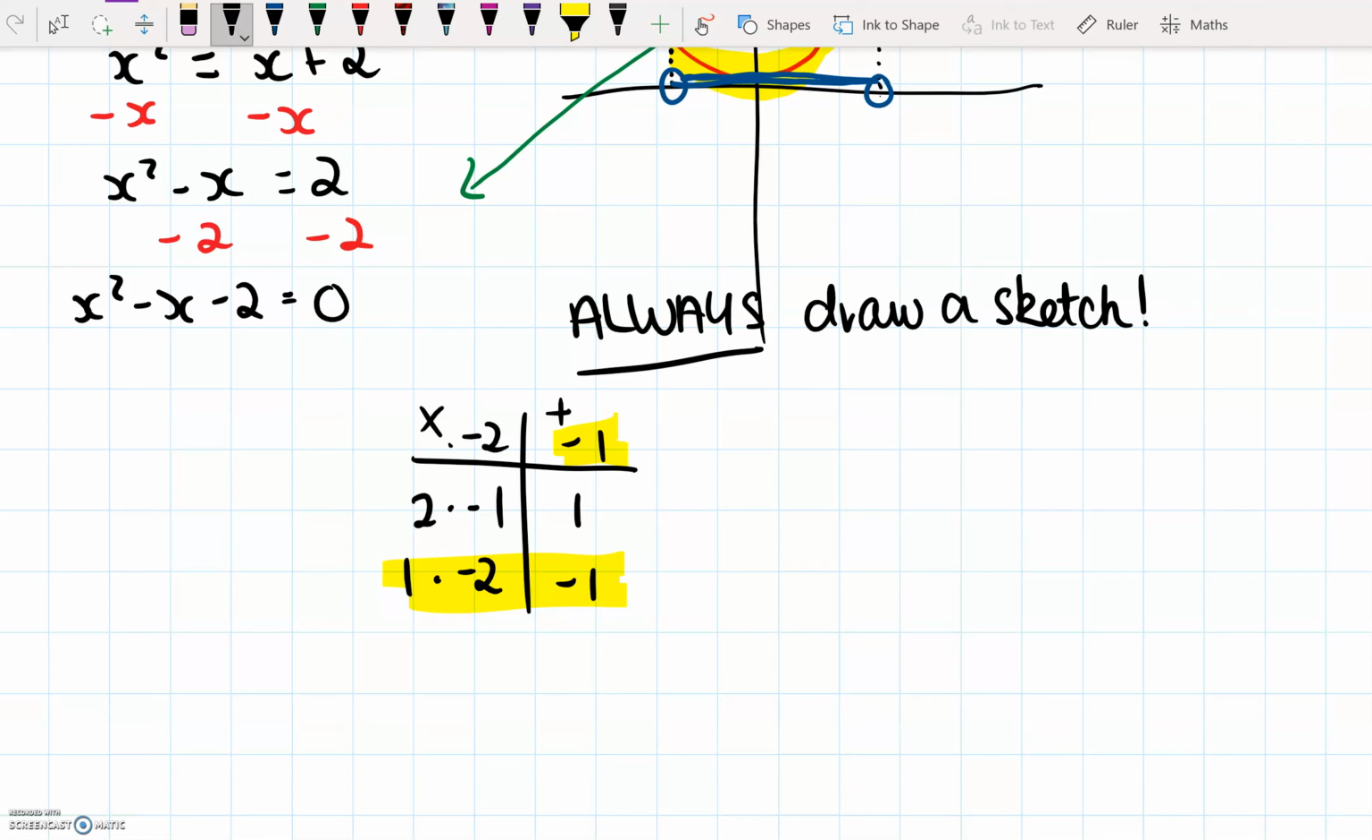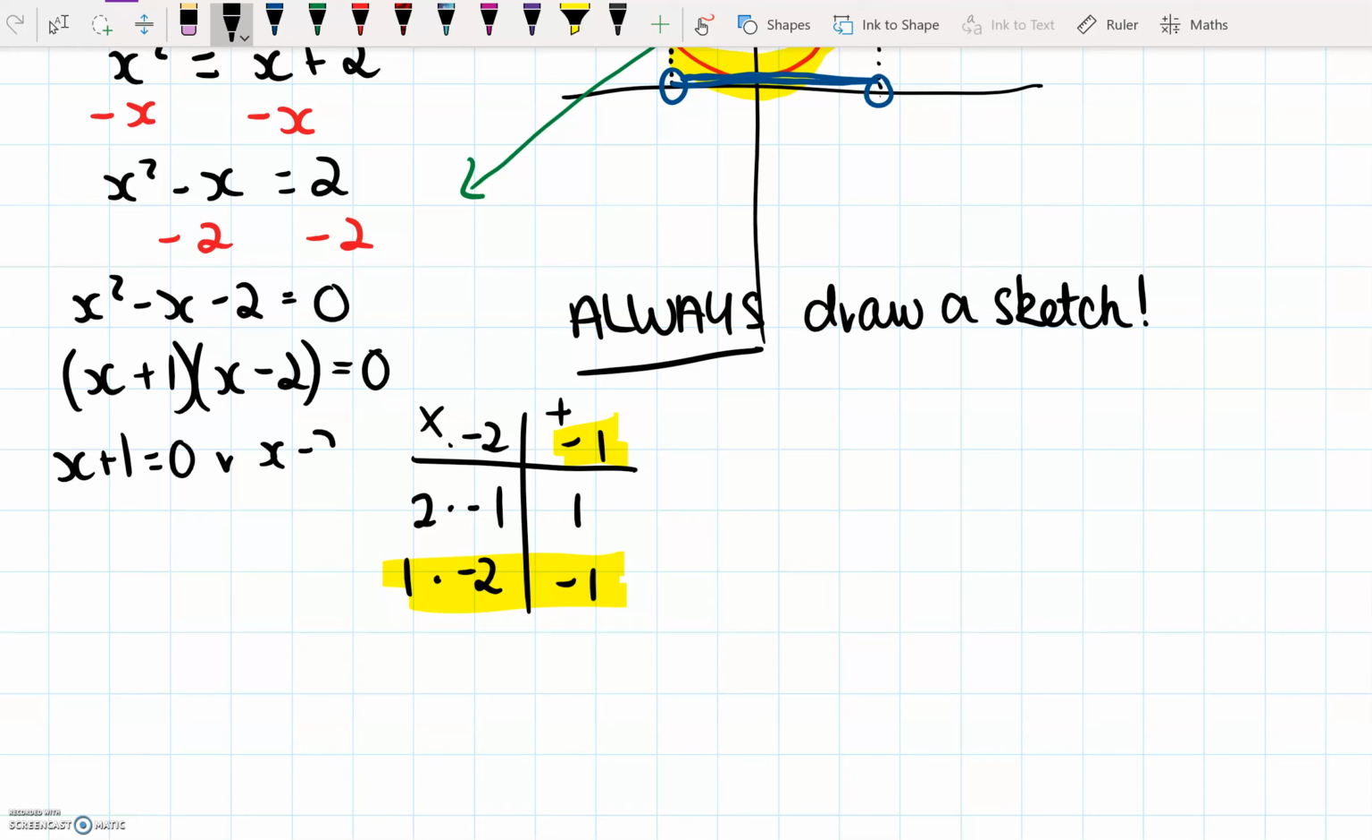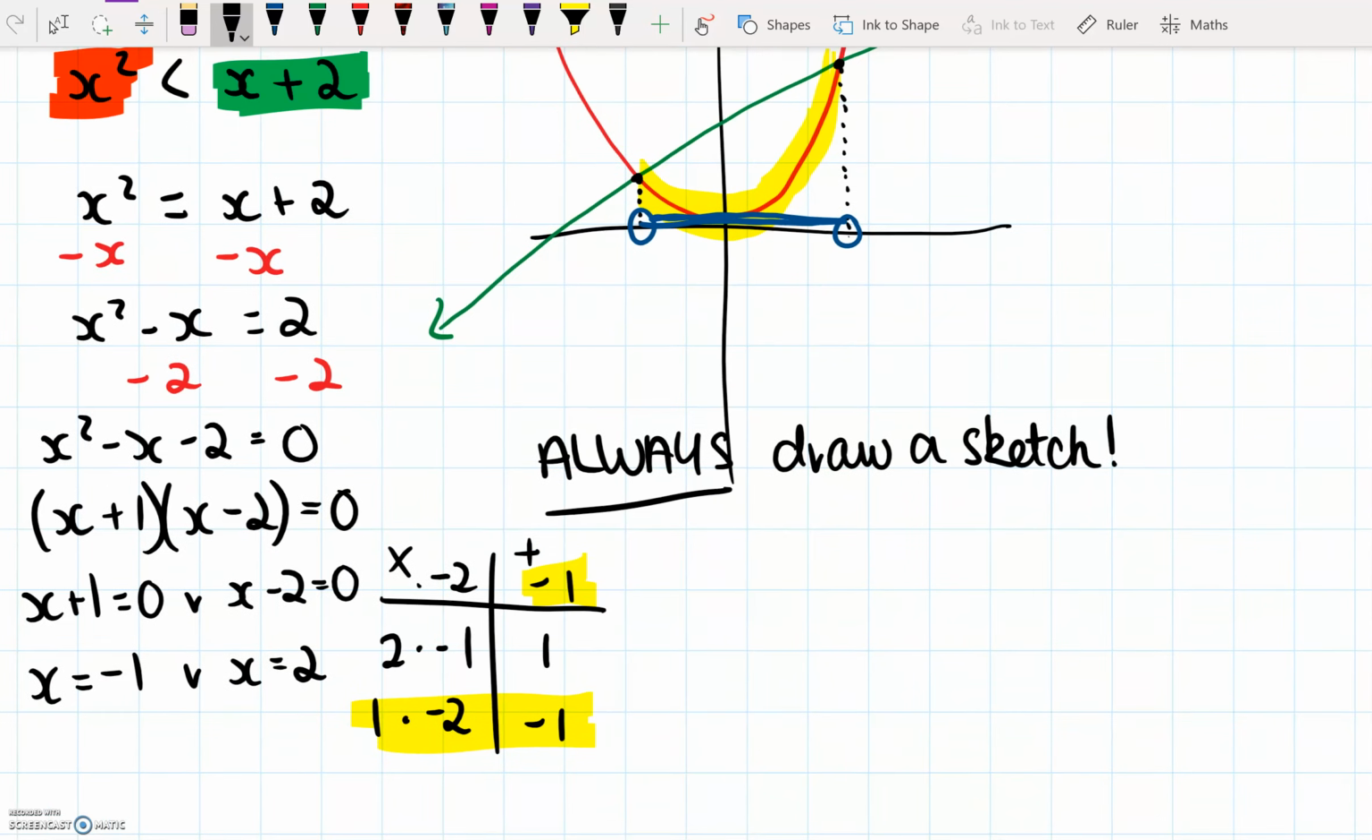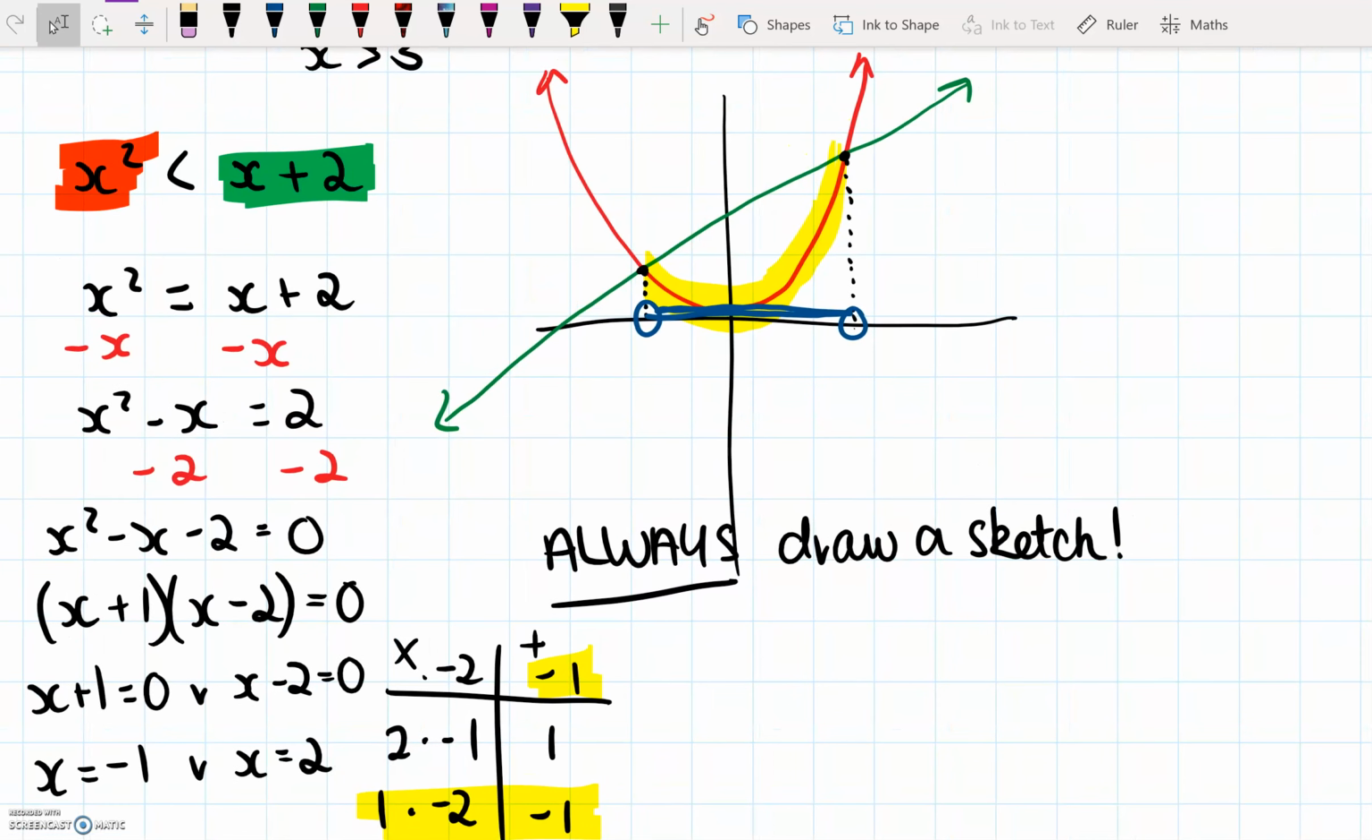Okay, so therefore we have (x plus 1)(x minus 2) equals 0. Therefore we get x plus 1 equals 0, or x minus 2 equals 0. So x equals minus 1 or x equals 2. So we now have our values in our sketch over here. So we can say this one on the left is going to be minus 1. This one on the right is going to be 2.